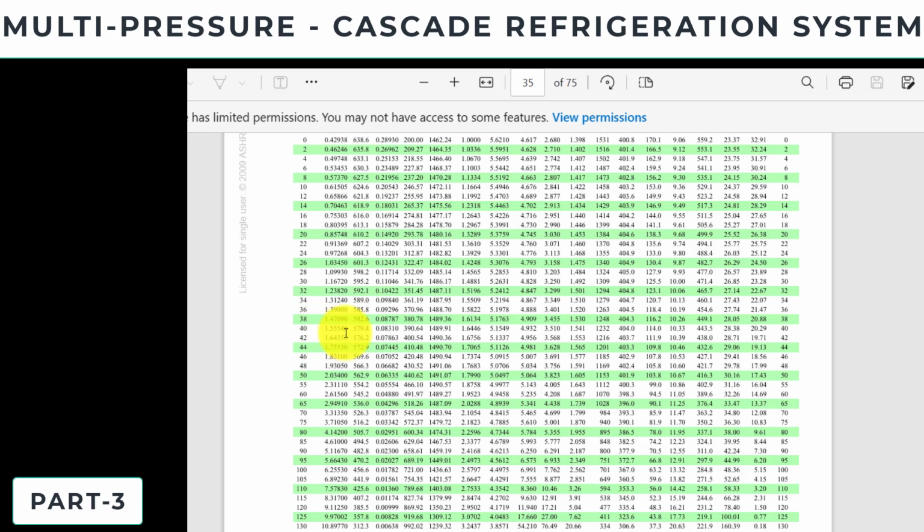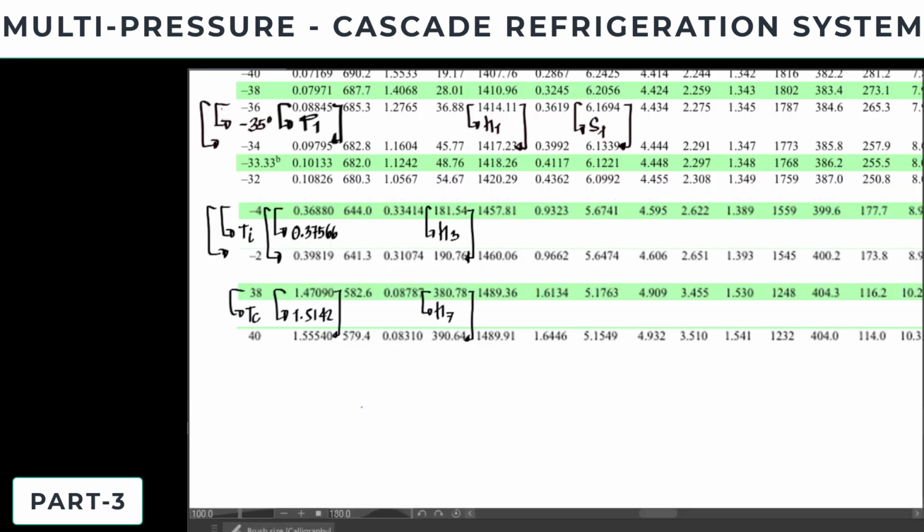Yung 1.5142. So sa pagitan ng 1.51 tsaka 42, pagitan nito ng 38 tsaka 40 degrees. So meron tayo ng pressure ng condenser. We don't have the temperature, so what we're going to do is to interpolate para makuha natin yung enthalpy 7. So by using yung arrow technique ulit.